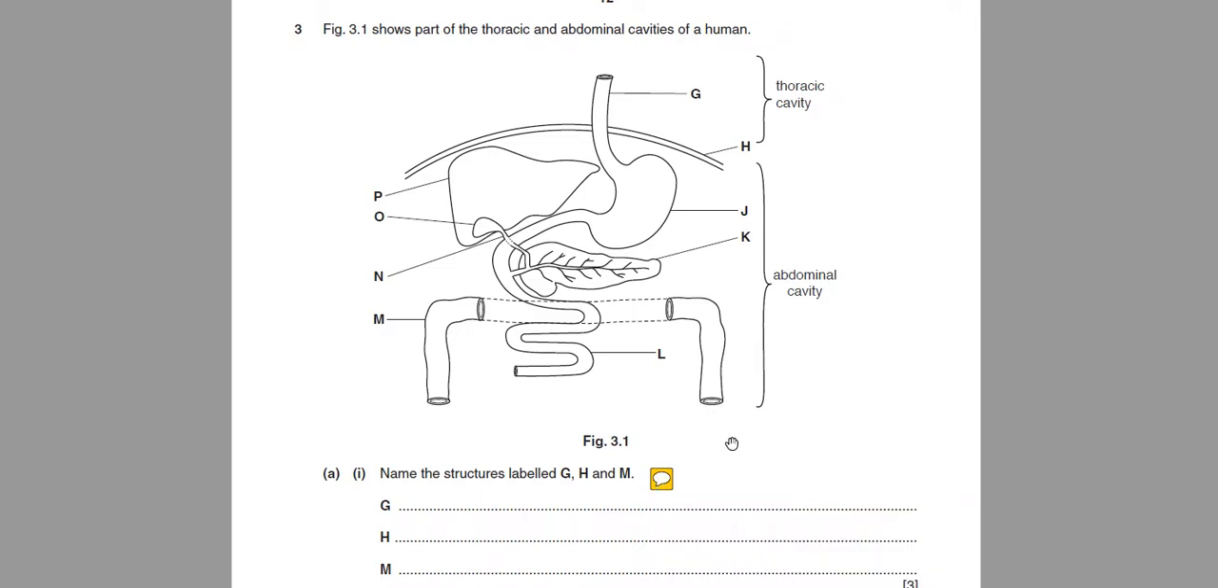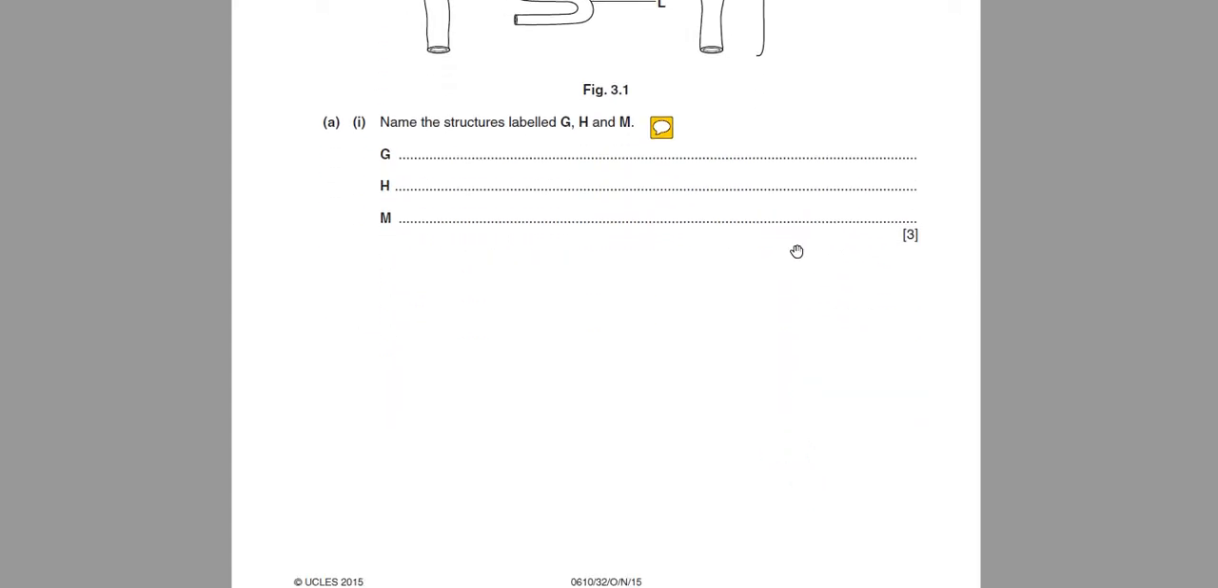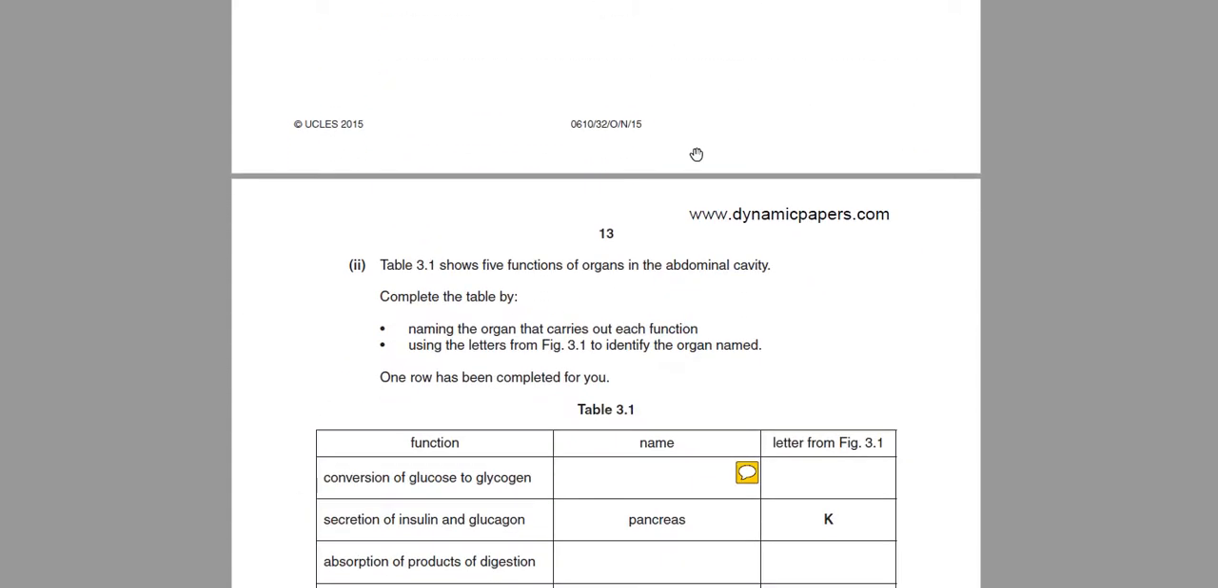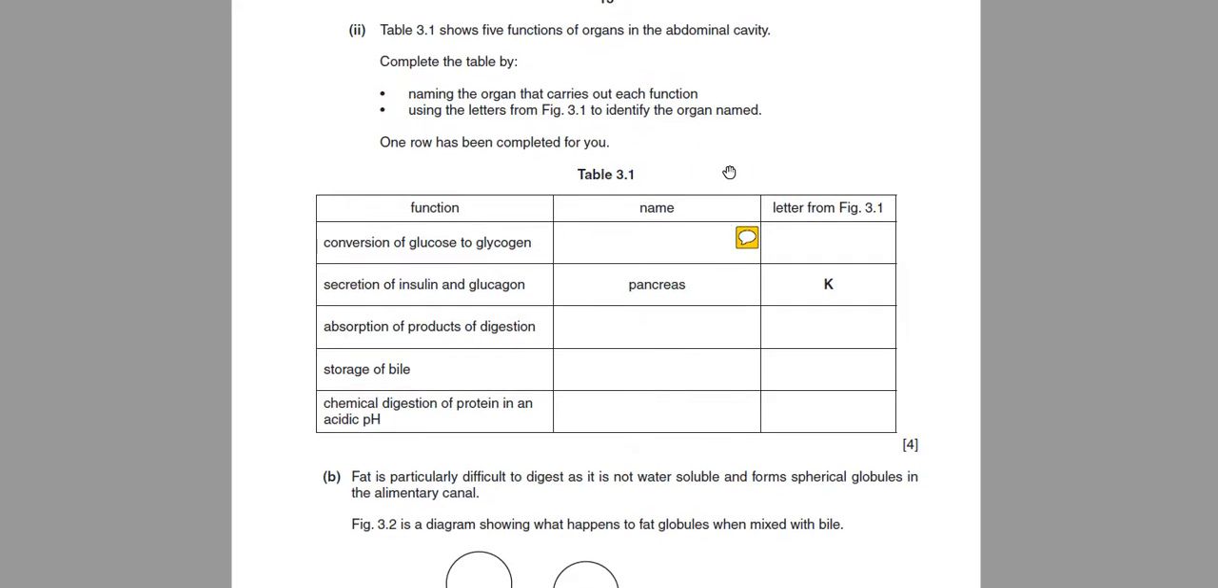Okay, then after that let's move on to the next part of the question. So what are they asking in the next part? In the next part they are asking, the table shows 5 functions of organs in the abdominal cavity. What are they asking? Complete the table by naming the organ that carries out each function. Here we have to name it and then we have to write the letter. So naming the organ that carries out each function, where the function is carried out, not where it is being produced or released.